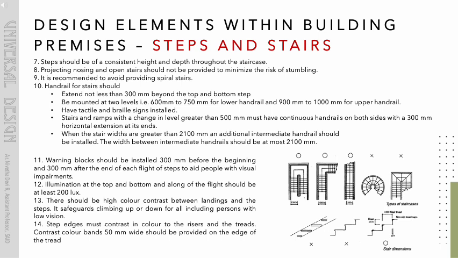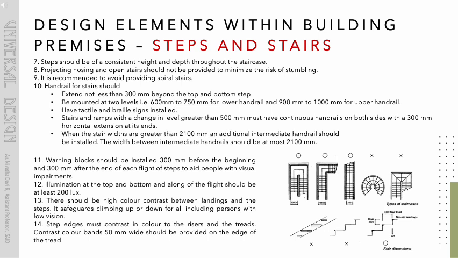Handrail for stairs should extend not less than 300 mm beyond the top and bottom step, be mounted at two levels, i.e. 600 mm to 750 mm for lower handrail and 900 mm to 1000 mm for upper handrail, and have tactile and braille signs installed. Stairs and ramps with a change in level greater than 500 mm must have continuous handrails on both sides with a 300 mm horizontal extension at its ends.